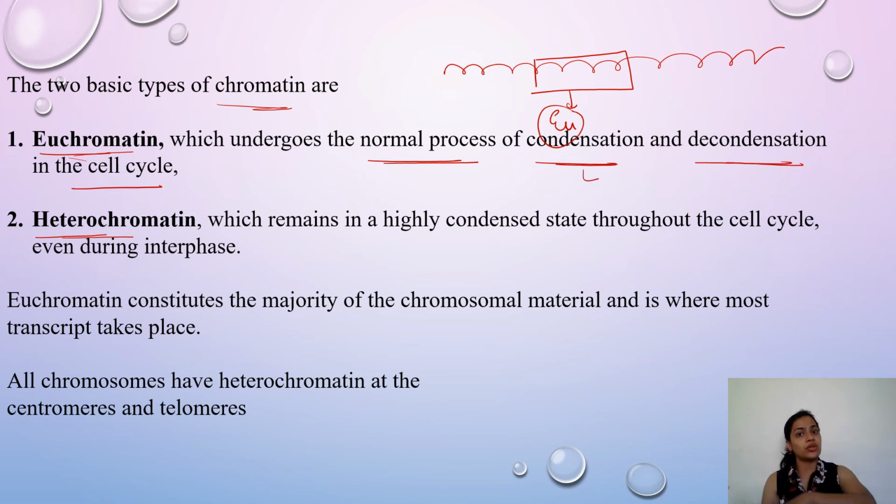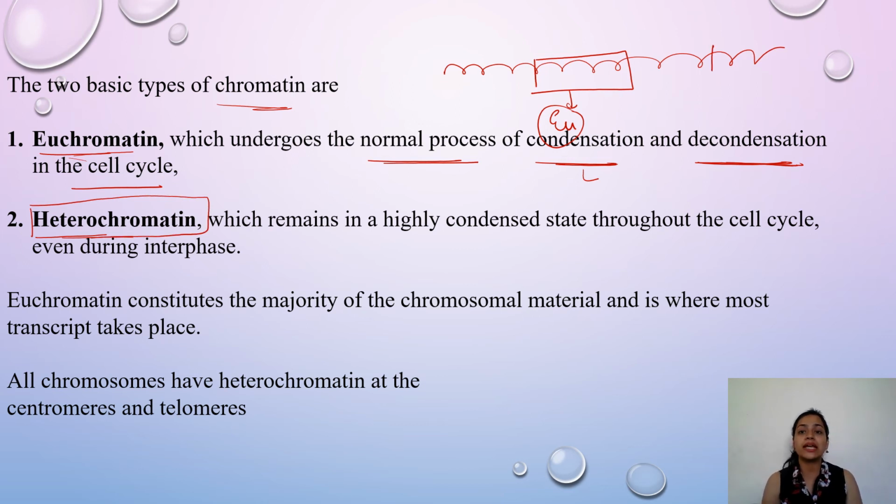whenever high to extreme packaging is required, or it can also get loosened up, that is decondensation, whenever the process of replication or transcription is required, so that the gene can become active and the gene can become inactive whenever required. The other type of chromatin present inside the cell is heterochromatin.